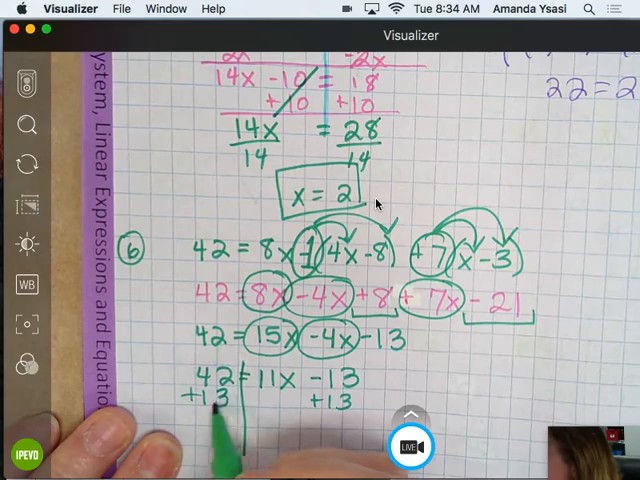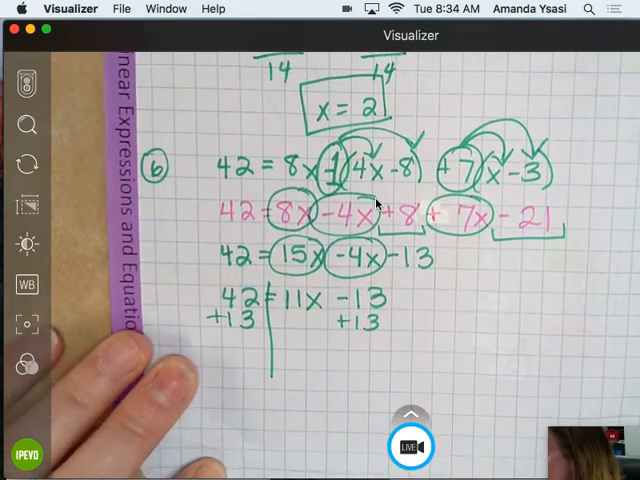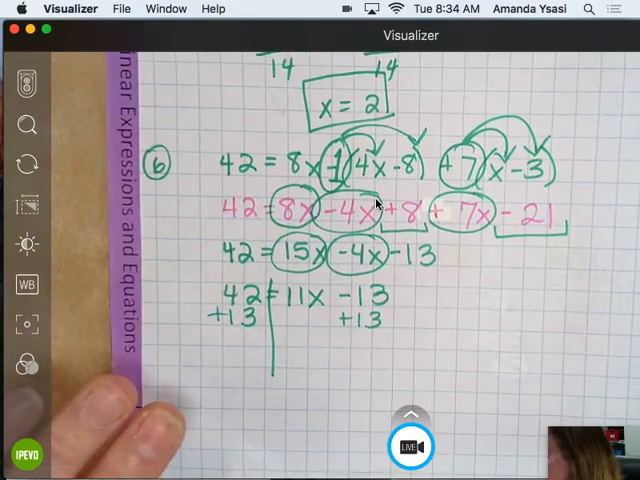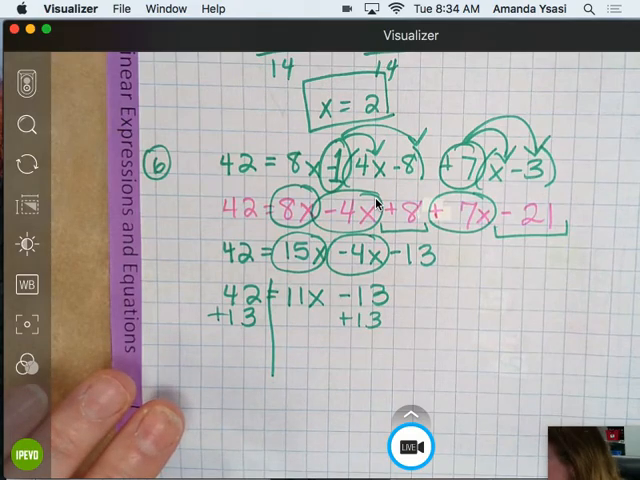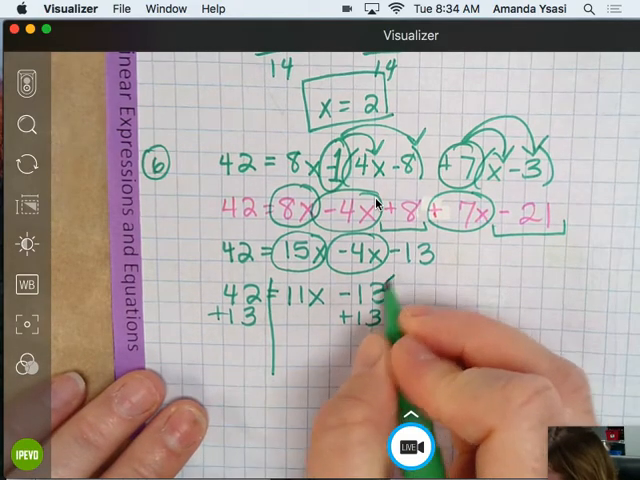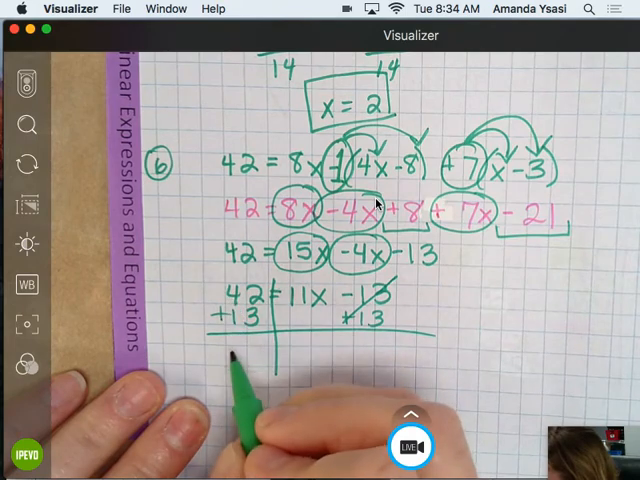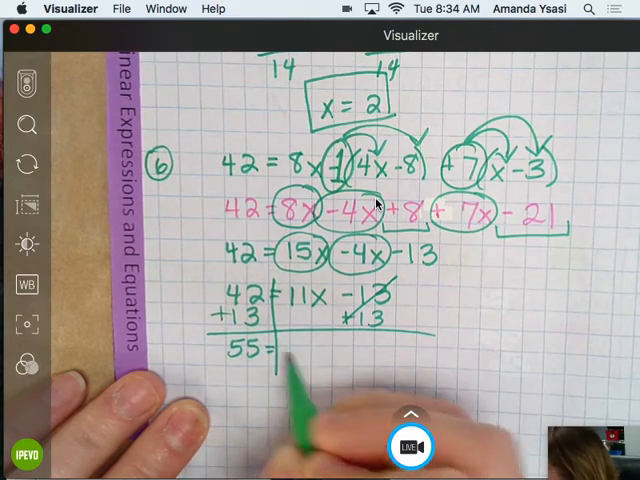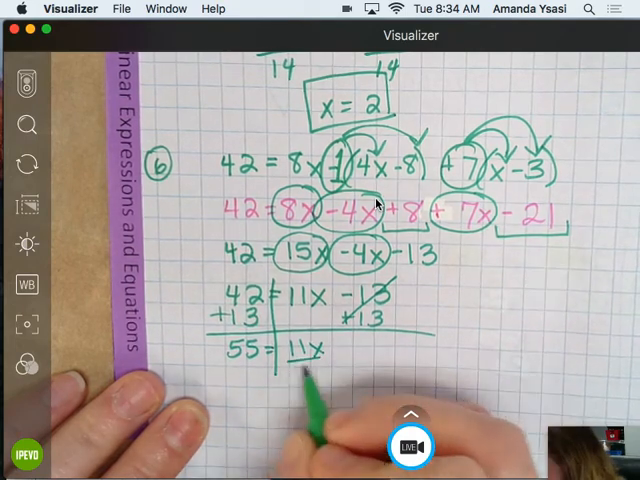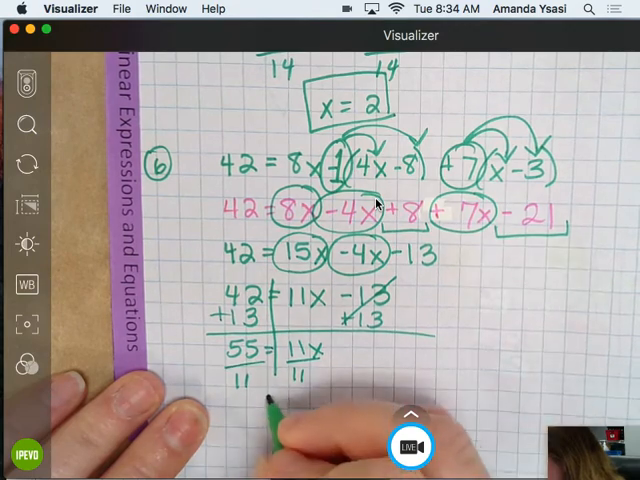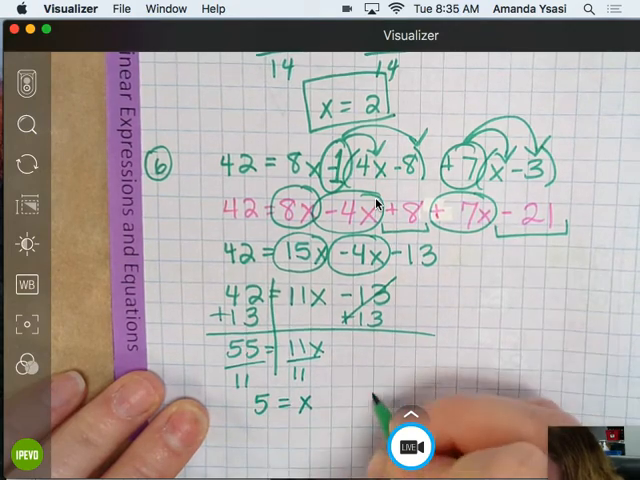Y'all watch me. Make sure I'm not making any mistakes because I'm going through fast. Is that okay? Did I do anything wrong yet? Okay. So it's 55 equals 11x. Divide by 11. 5 equals x, or just x equals 5.